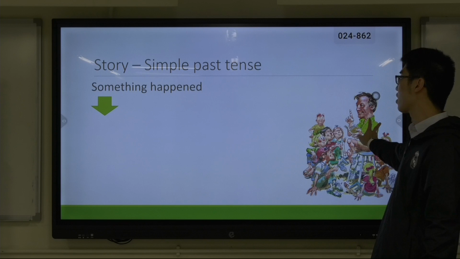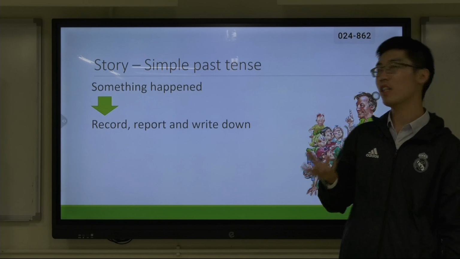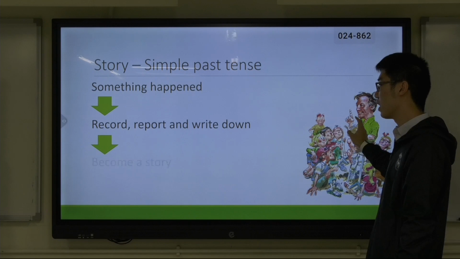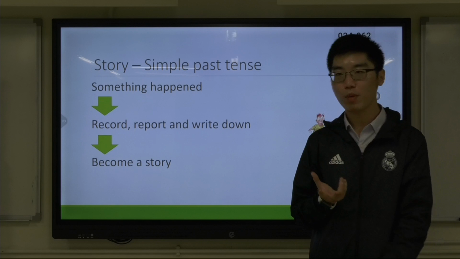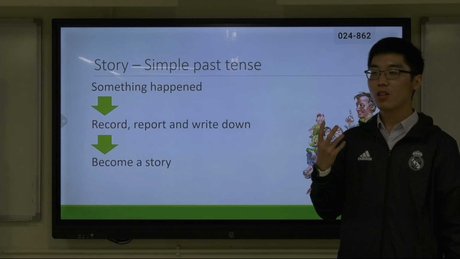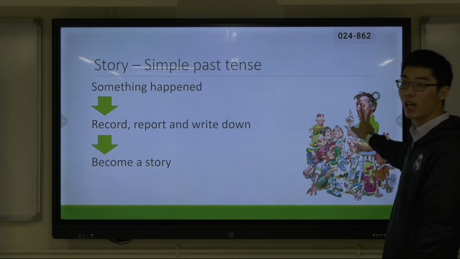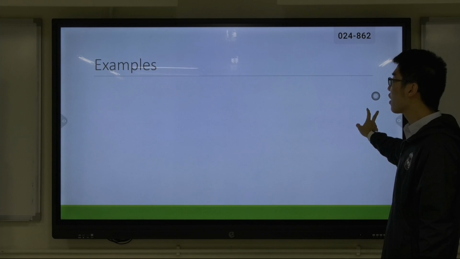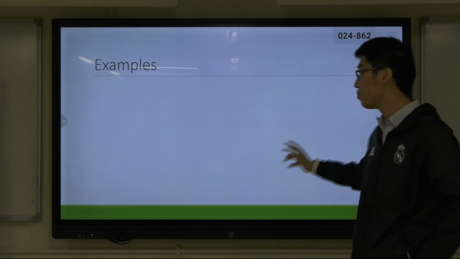So we simply just record what happened and then report and write it down, and then it becomes the story. Okay, so a story is something that you experienced before, or some things that happened before, so we use simple past tense, remember, okay? So for example, let's go through the past tense before, okay?